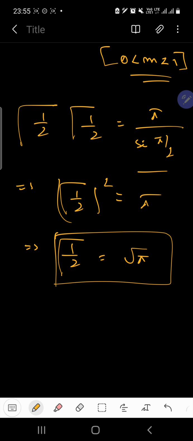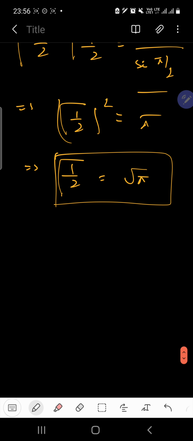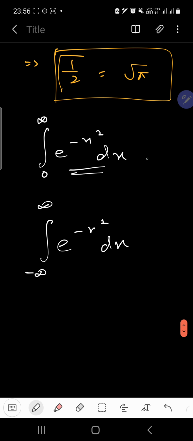I guess it's clear. There is no more doubt as such in these beta functions and gamma functions. Clear? So these are basically the important properties which you should understand. Okay, and there are two direct results of the gamma function which are also very much important. That is, there is the integration 0 to infinity e to the power minus x square dx, and there is another integration which is basically an extension of the limit of this integration, that is from minus infinity to infinity e to the power minus x square dx. Okay, now this basically gives you a value of root pi over 2.